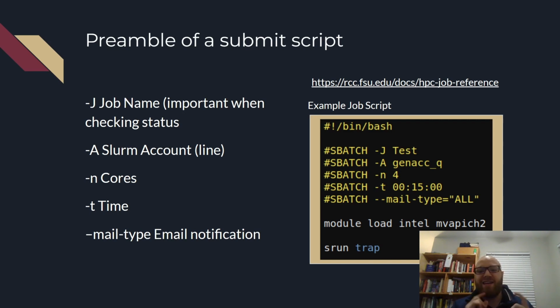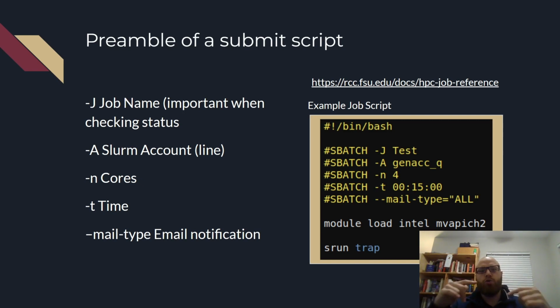Okay. Dash N tells us how many cores. In this case, we're saying 4 cores. Okay. Dash T tells us the time. In this case, 15 minutes. And then mail type tells you, do I want an email notification? If you put all, you're going to get an email notification when you're done. Now, the rest of the commands are actually the commands that you would write when running this job manually on the command line.